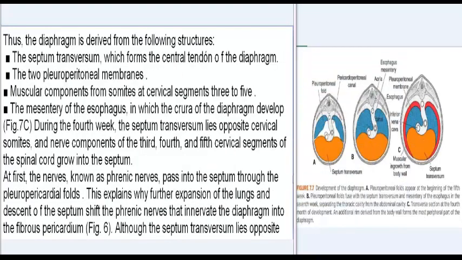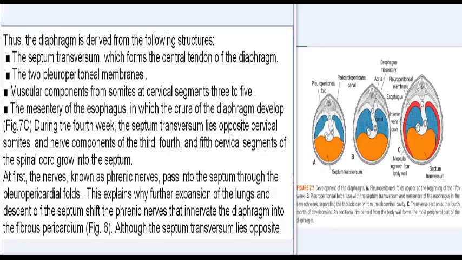Thus, the diaphragm is derived from the following structures: the septum transversum, which forms the central tendon of the diaphragm; the two pleuroperitoneal membranes; muscular components from somites at cervical segments 3 to 5; and the mesentery of the esophagus, in which the crura of the diaphragm develop, Fig. 5.7c, during the 4th week.